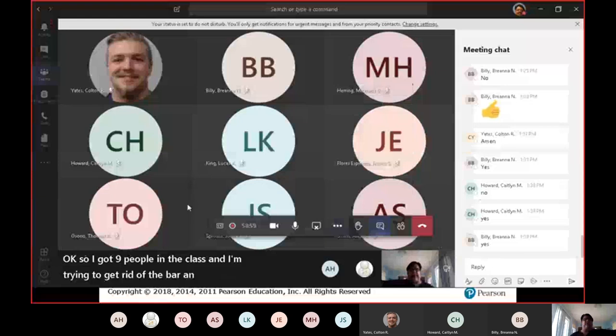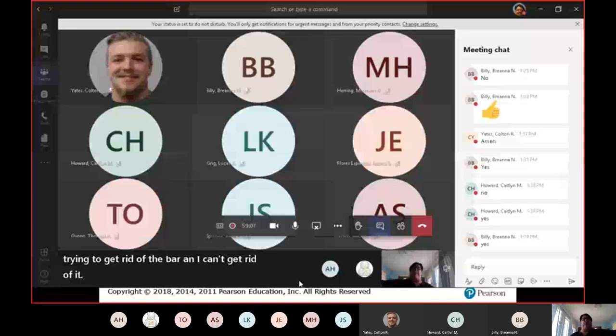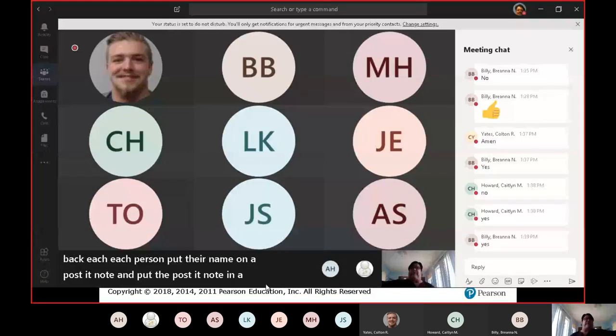A random sample would be each one of these people puts their name on a Post-it note and puts the Post-it note in a goldfish bowl, and there will be 9 Post-it notes, and I pick one. Write that down. That is a random sample because each of the 9 people has the same chance of being picked.